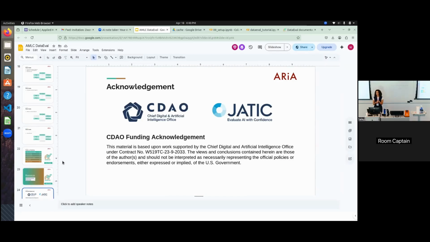The tools that I was mentioning earlier, like DataEval, are funded by CEO. It's part of this JADIC tool base, where there are a lot of different tools designed to help you make the data evaluation and model development process easier, more transparent, and more sure, I guess. Yeah. Any questions, comments, concerns?